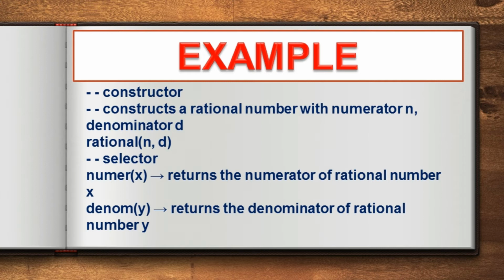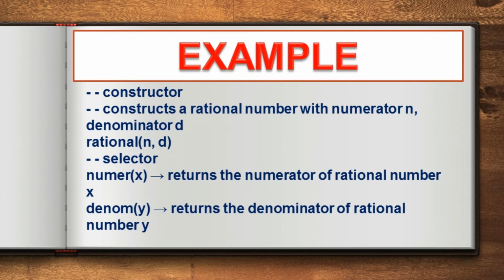Example, an ADT for rational numbers. Here the rational numbers are defined in terms of constructor and selectors. The constructor constructs a rational number with numerator n, denominator d. So here the rational number is n, d. By using the selector function numer of x, it returns the numerator of rational number x. Denom of y returns the denominator of rational number y.